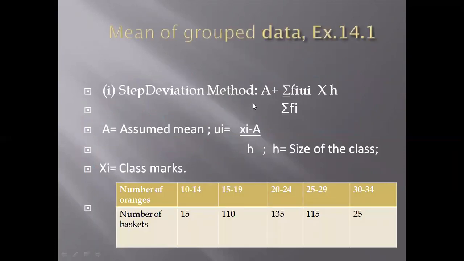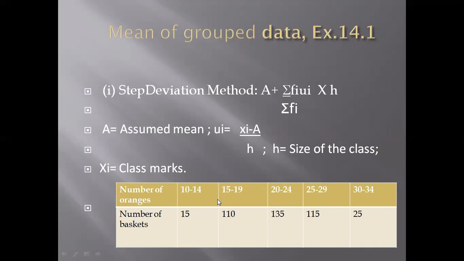Step deviation method. Formula is a plus sigma fi ui by sigma fi into h. So a is capital A, which is nothing but the assumed mean, ui is equal to xi minus a by h. So a is assumed mean, xi means you know that it is the class marks of the class intervals, and h is equal to size of the class. So see the question here.